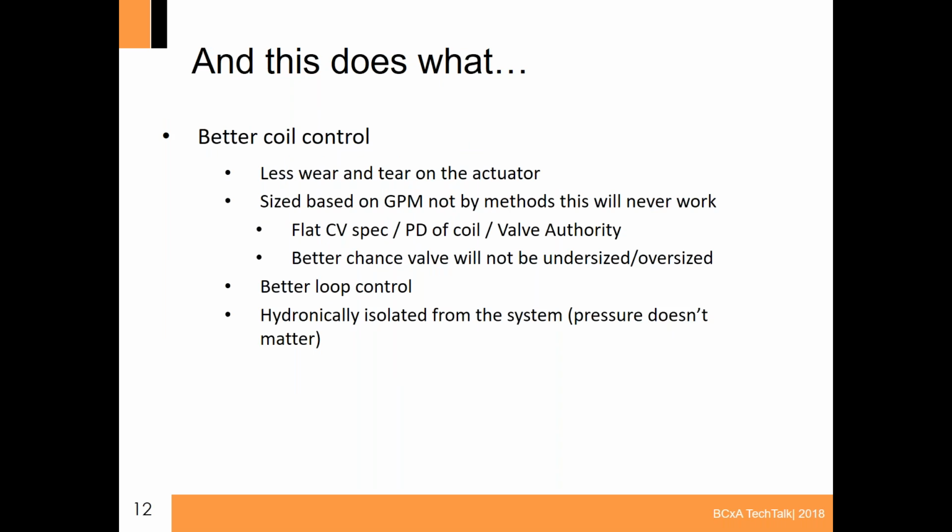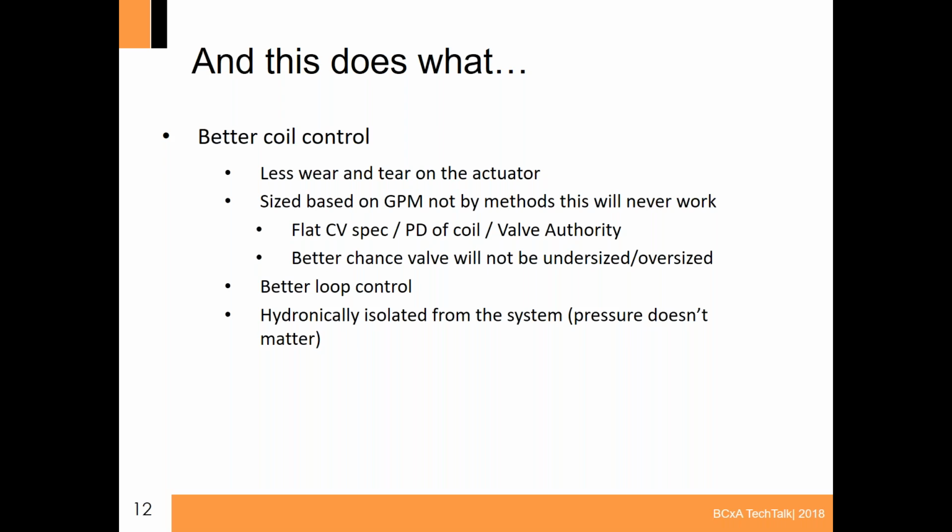All right, so, and this does what? So better coil control. I had mentioned having the two different elements, the differential flow if our system is varying in flow, and then having to control to the space temperature, right? Well, because we're not adapting to a couple of different things going on, we just have to worry about one element, the space temperature that we're trying to control.